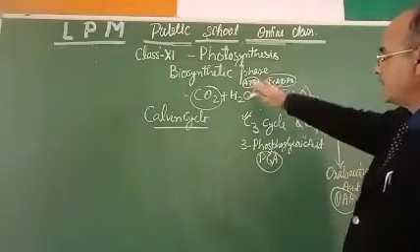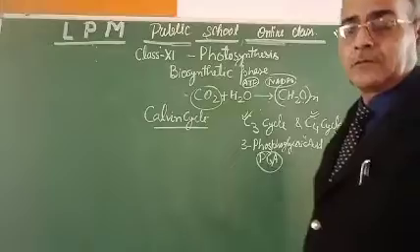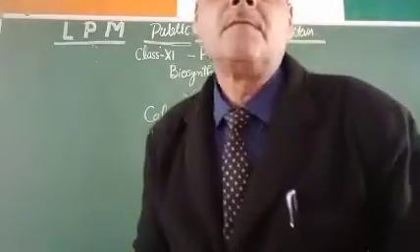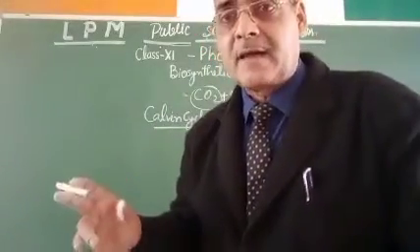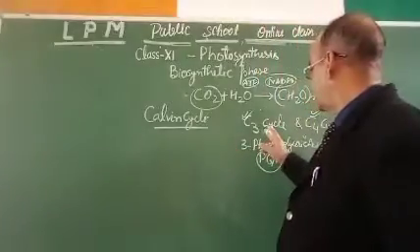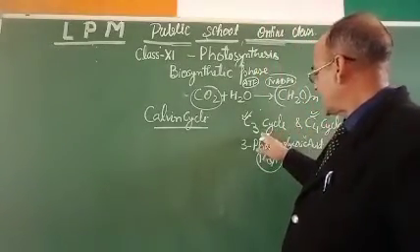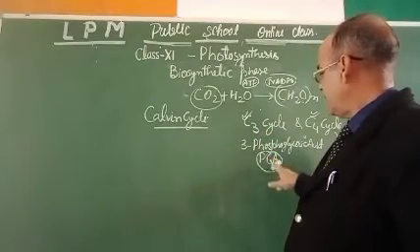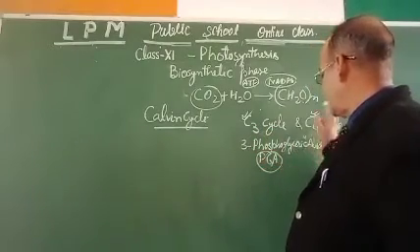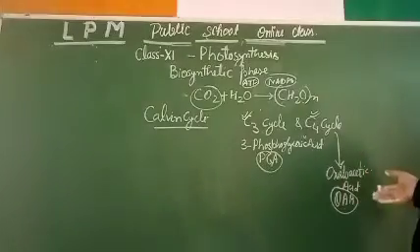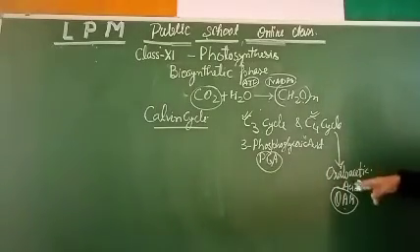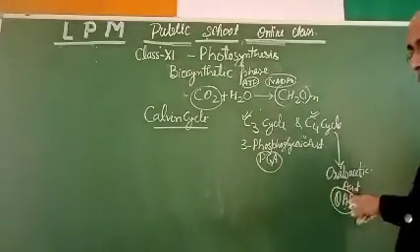So the biosynthesis of the glucose takes place by these two cycles, that is C3 cycle, carbon 3 cycle, and carbon 4 cycle. Carbon 3 cycle leads to the formation of PGA, means 3-phosphoglyceric acid, and carbon 4 cycle will lead to the formation of oxaloacetic acid, means OAA.